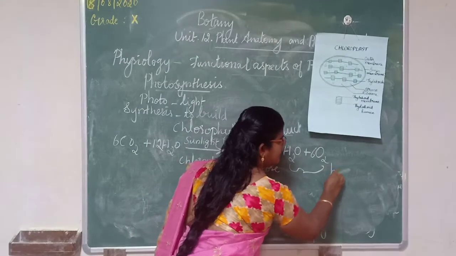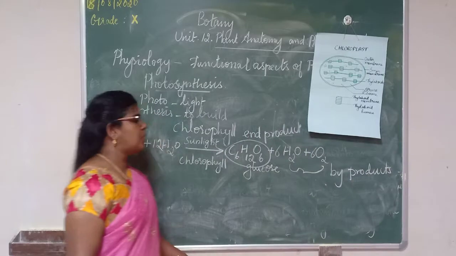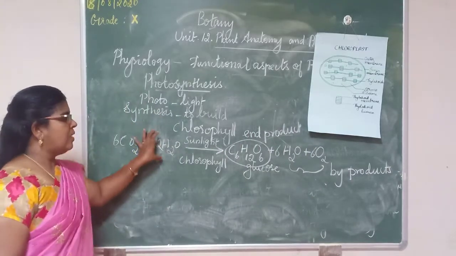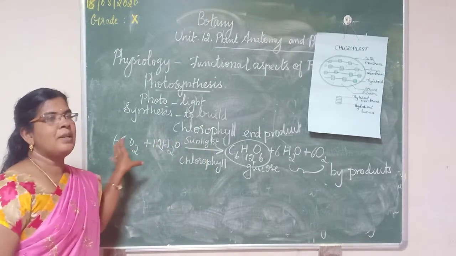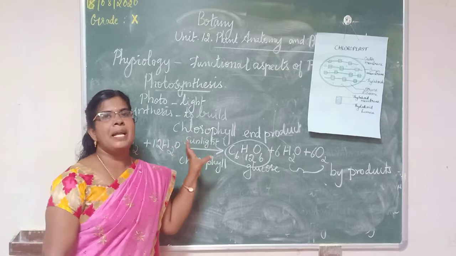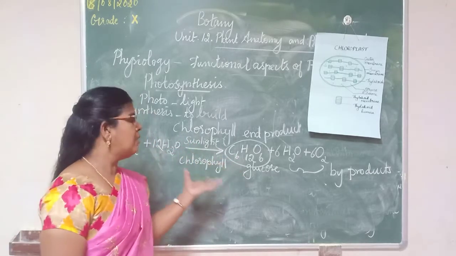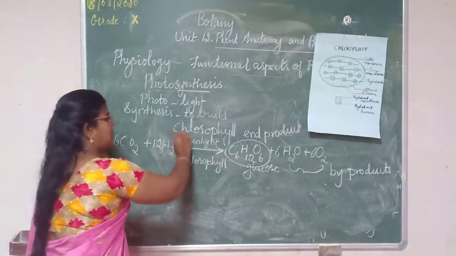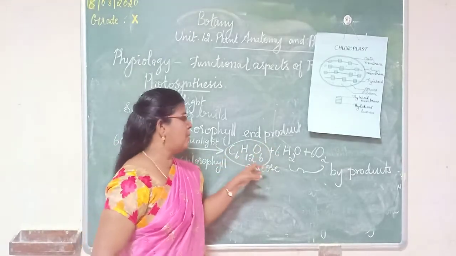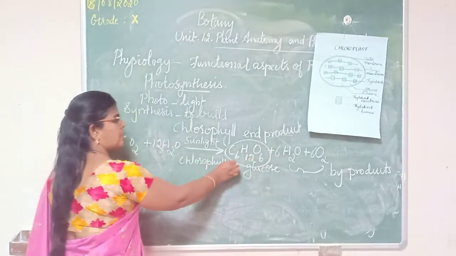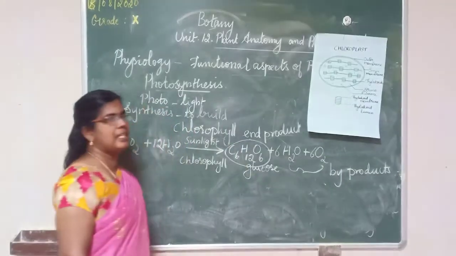Water and oxygen, these two are the byproducts of photosynthesis. So the requirements of photosynthesis: carbon dioxide, water, sunlight and chlorophyll. Making use of all these raw materials, plants prepare their food. So plants are called autotrophs. Their mode of nutrition is autotrophic mode of nutrition. So the end product of photosynthesis is glucose and the byproducts are water and oxygen.